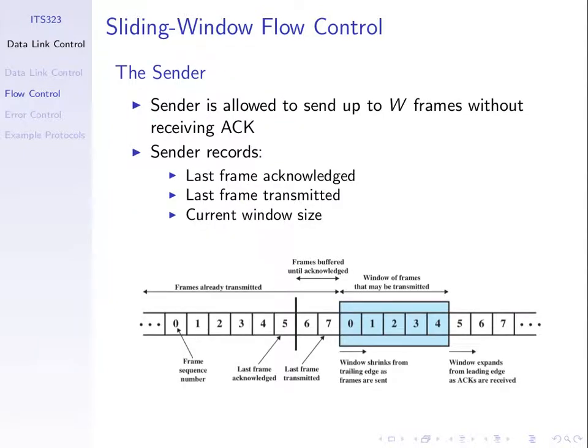So what sliding window flow control does is it allows the sender to send more than just one frame before waiting for an ACK. In stop and wait, send one frame, wait for an ACK. Sliding window, send a set of frames and then wait for an ACK. And it defines how many frames in that set I can send before waiting for an ACK.